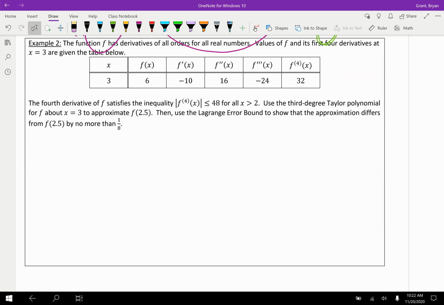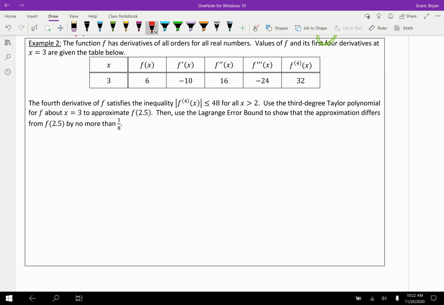So here we go. The function f has derivatives of all orders for all real numbers. All orders means you can take the derivative forever. Values of f and its first 4 derivatives are given. The fourth derivative satisfies that for any x value, the answer to the fourth derivative has to be less than or equal to 48. For this x value, it's exactly 32, but for any x value, it has to be less than 48, as long as the x you're plugging in is larger than 2. Use the third degree Taylor polynomial for f about x equals 3 to approximate f of 2.5.